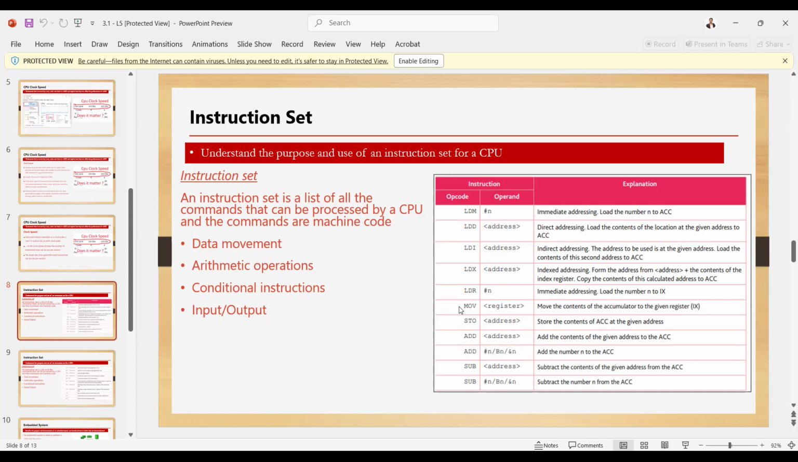Multiplication, subtraction, something like that. Here you have conditional instructions as well. Conditional instructions means that if, like, this is greater than that, you are giving some conditions.